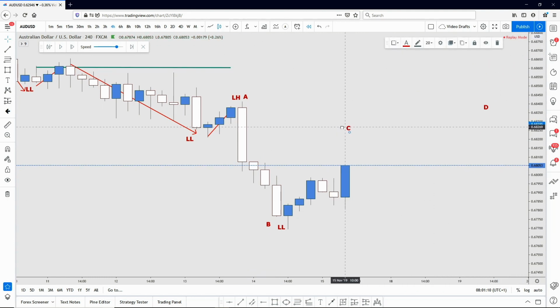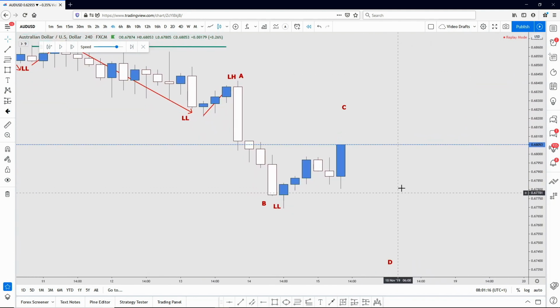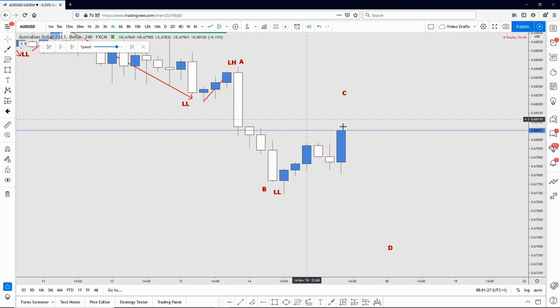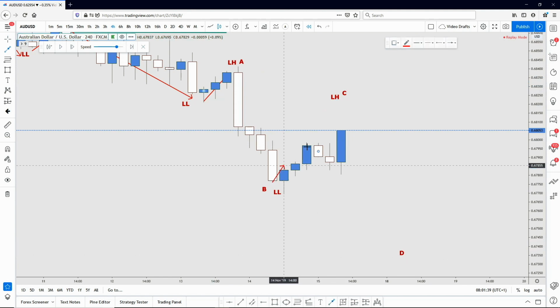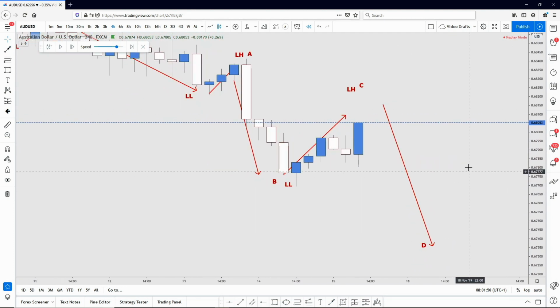Now we're looking for point C, and point D should be somewhere down here. This is what we're expecting, but always remember, at any moment, we could have a break of structure. But let's see what it shows us. So we're expecting it to make a lower high somewhere around here, and then continue downward. So we're expecting something like this. And then from there, a downward motion, unless structure breaks.